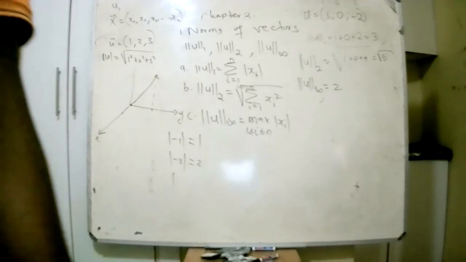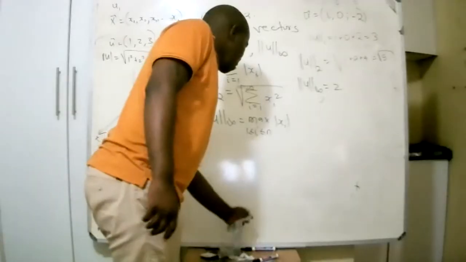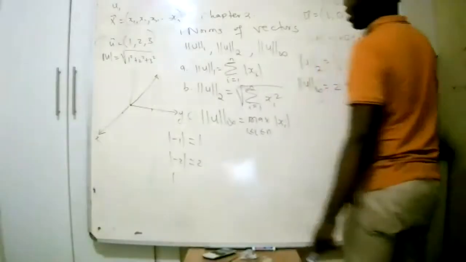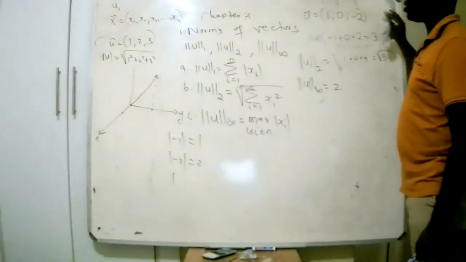So our individual example, yeah, this is normal. Before the check, dot product and cross product.